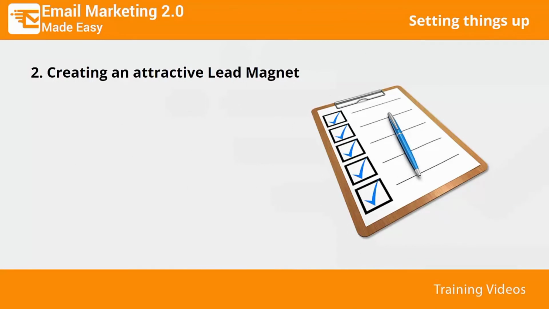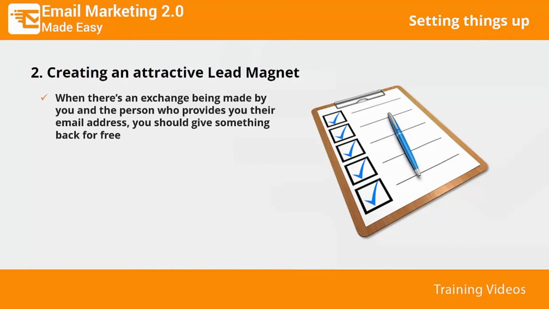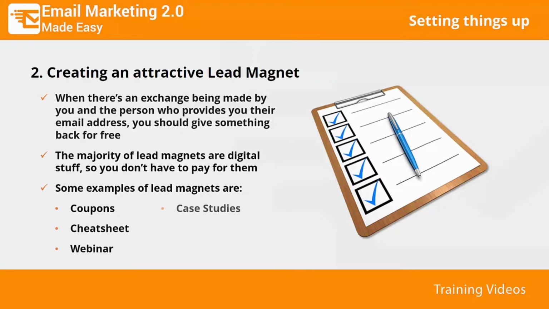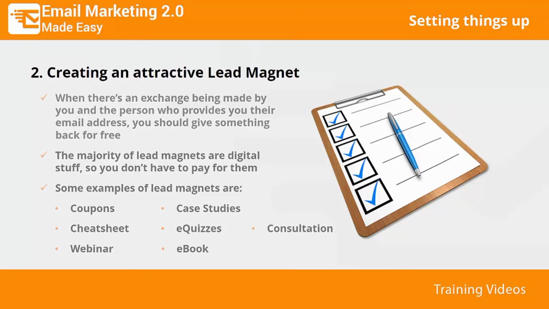Creating an attractive lead magnet. When there's an exchange being made by you and the person who provides you their email address, you should give something back for free. That is a lead magnet. The majority of lead magnets are digital stuff, so you don't have to pay for them. These materials can be digital files like videos, MP3 audio files, or PDFs, which can be created by you at no cost. Some examples of lead magnets are coupons, cheat sheets, webinars, case studies, e-quizzes, ebooks, and consultations.